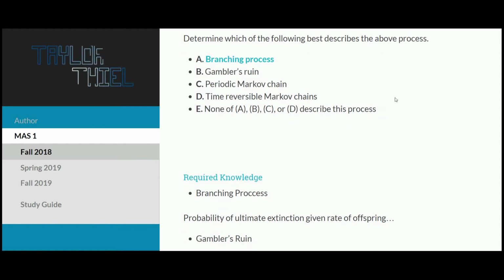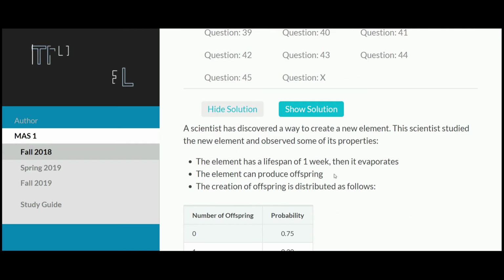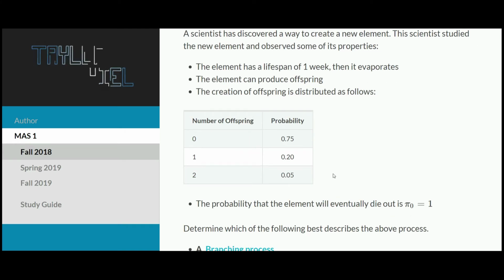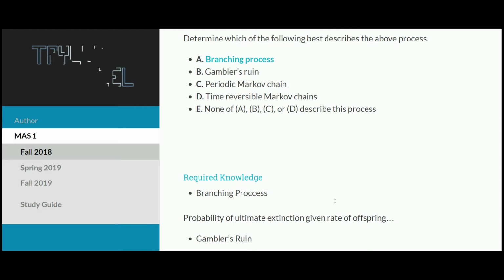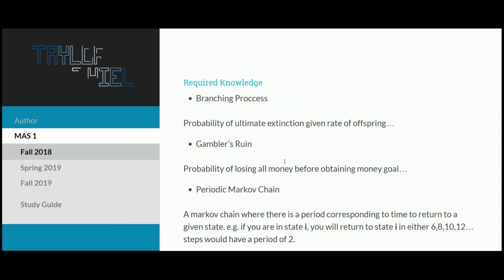So first off, a branching process, and this ends up being the correct solution, is just the probability of ultimate extinction given a rate of offspring. So really just exactly what this problem is. When you have a bacteria or some event that can split off into more offspring, those types of problems could go off into infinity, and the question is generally whether the population is going to explode, die out, or settle somewhere. That's what this pi is denoting: the probability it'll eventually die out is 100% in this specific case.